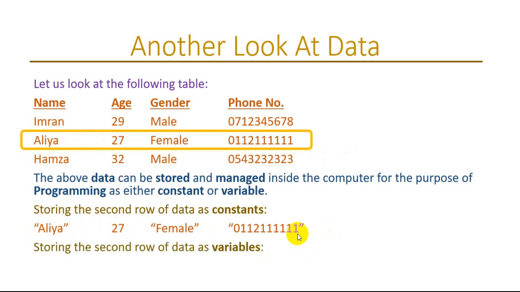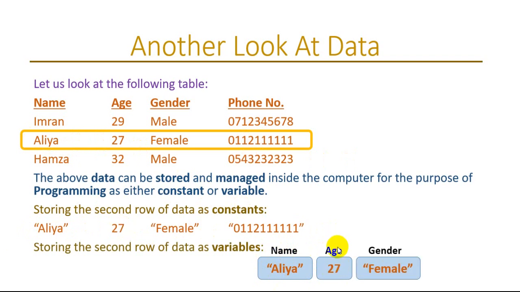If you want the same data stored as variables, you will have to create a variable name, put the value and give it a name, some name. Put another, second one, and name. Okay, another one now. So this is how you will be storing them as variables, and this is how you will be storing them as constants. When you store it as a variable, whenever you refer to name, you're talking about Alia. Whenever you refer to age, you're talking about 27. Whenever you refer to gender, you're talking about female.